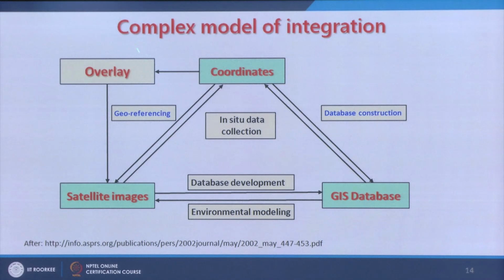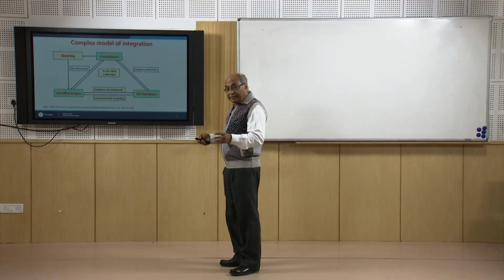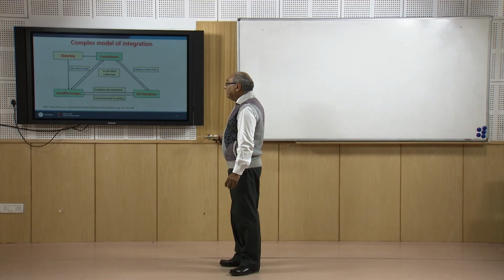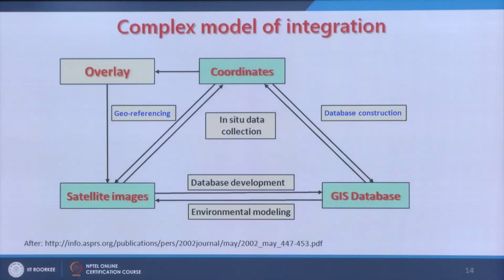The third type of integration model is the complex model. So, rather than having an interactive or hierarchical model, a complex model of integration can also be thought of here, where again the coordinates, the spatial information, become the key. Coordinates are there, overlays are there on a GIS platform, and then you may have to do database construction and in situ data collection, that means going in the field, collecting the data, collecting the samples, analyzing the samples, putting them into the database, coming into GIS, and then again creating models, an environmental model or any other model, like maybe a soil erosion model or some other models, maybe putting on GIS satellite images.